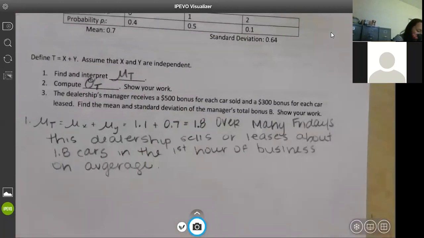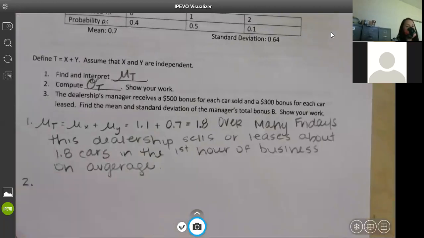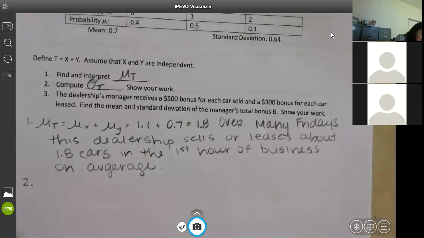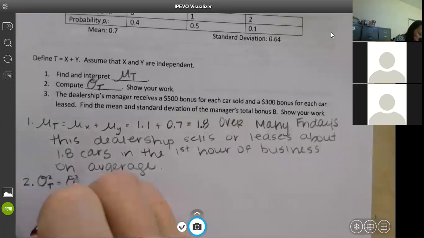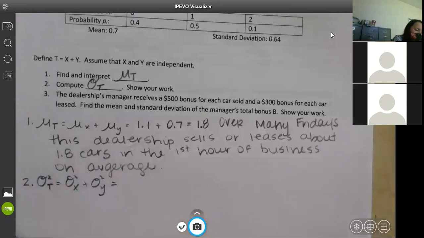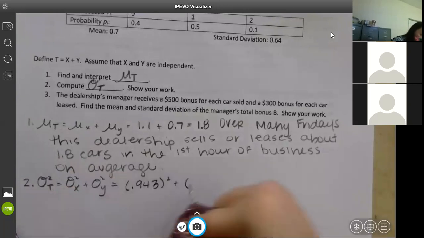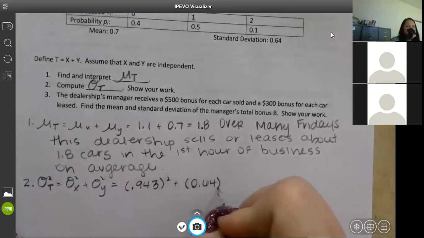All right. Number two, it says compute the standard deviation. It's independent, so we can move forward with that. What do we have to do first, though? Find the variance. So we have to do the variance of the total first, which means the variance of X plus the variance of Y. The standard deviation for X was 0.943, so we have to square that. Standard deviation for Y was 0.64, so we have to square that.